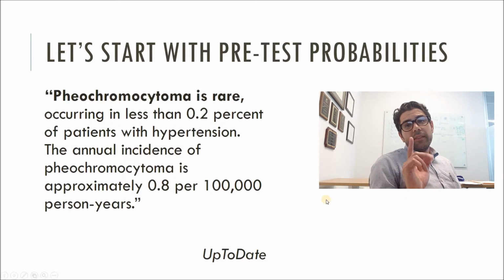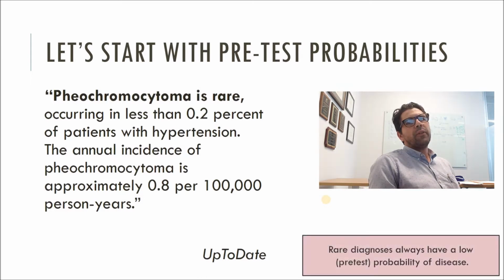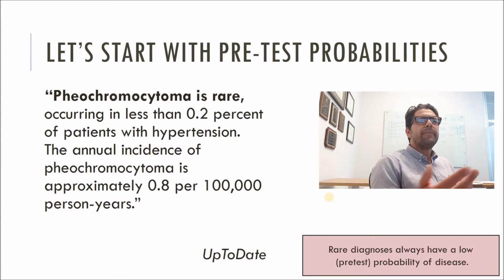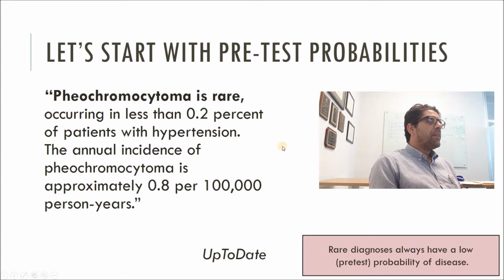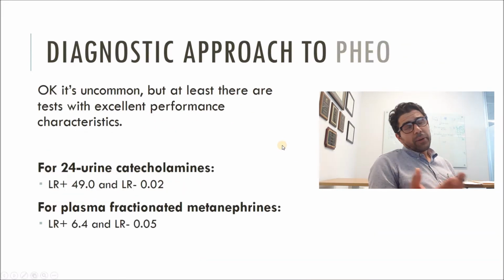But then that student might say, hold on, the flip side of that is that rare diagnoses are always going to have a low pretest probability of disease. And the reason I thought of pheo is because there were other things about this case that are kind of unusual, right? He's got the diaphoresis, the palpitations, the erratic blood pressure control. So then I might say, okay, I guess we should start to think about it. It's uncommon, but at least there are tests with excellent performance characteristics that I can use to start to determine whether or not this is likely.